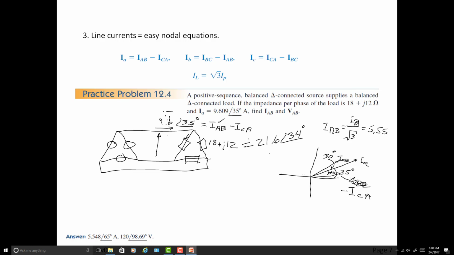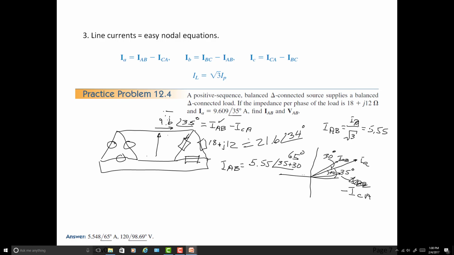So the net angle is going to be, I'll write it all here, IAB is equal to the 5.55 at an angle of 35 plus 30, or 65 degrees, right? I should have drawn this a little more to scale. This IAB actually comes up here further, but we've made that drawing so many times we should be just fine.